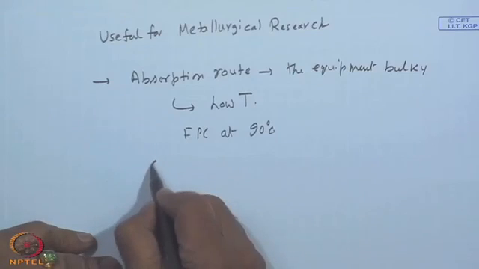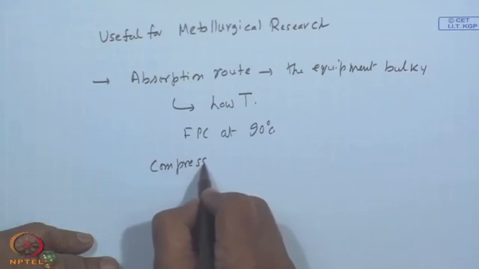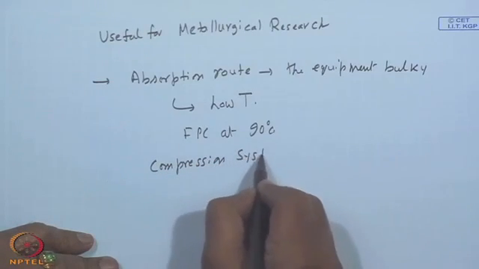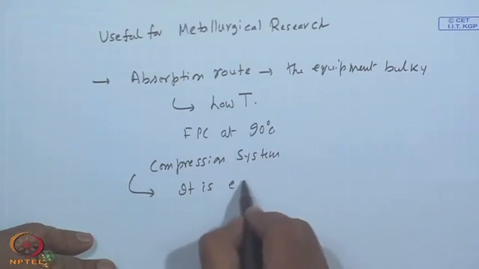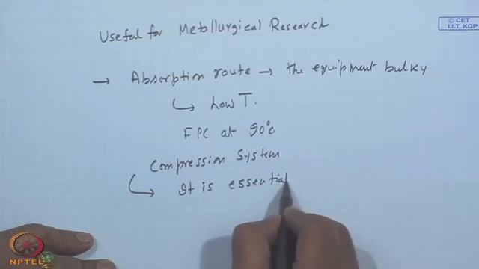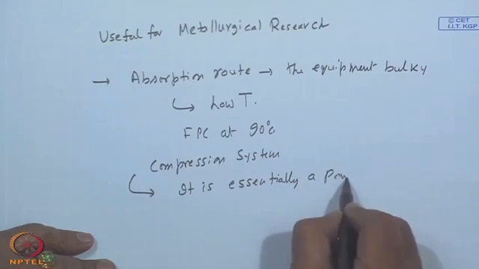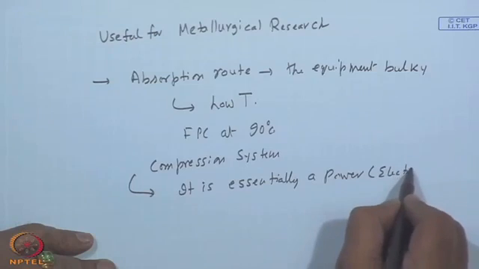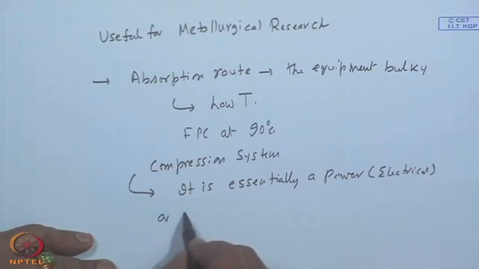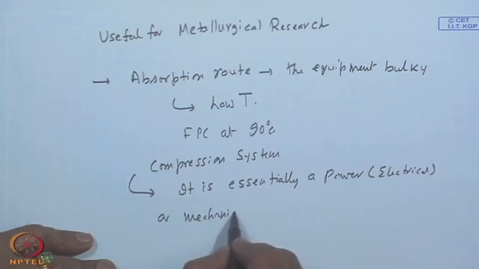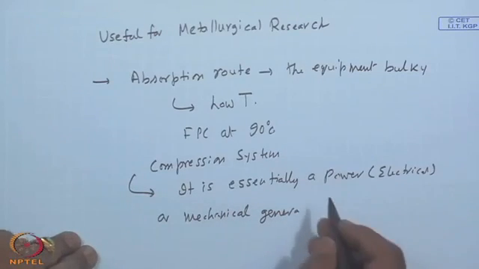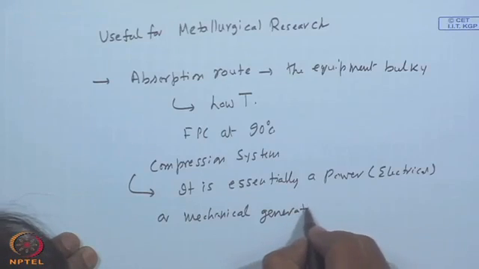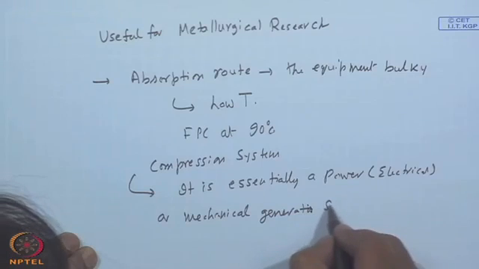And if you go for a compression system, essentially it is a power, electrical or mechanical generating system. So, if you have electrical power, you can combine with any compression system, refrigerator and operate it. Power generating system. Okay.